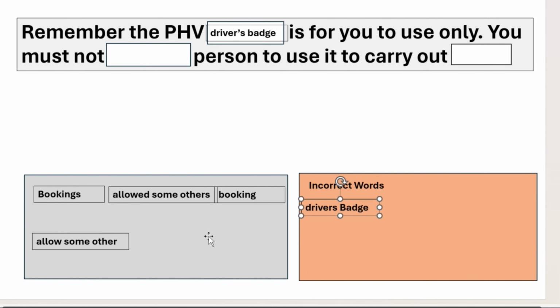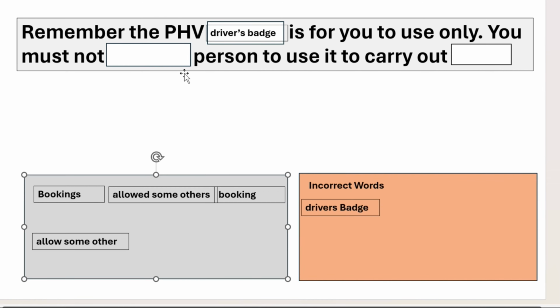Okay, now for the next one. This is finished, we don't need to read this question again. This sentence, the full stop, finish. You must not get a person to use it to carry out bookings. Yes, to carry out bookings. You can carry out bookings, right? So we find out the last one, it is booking or bookings, whatever it is.